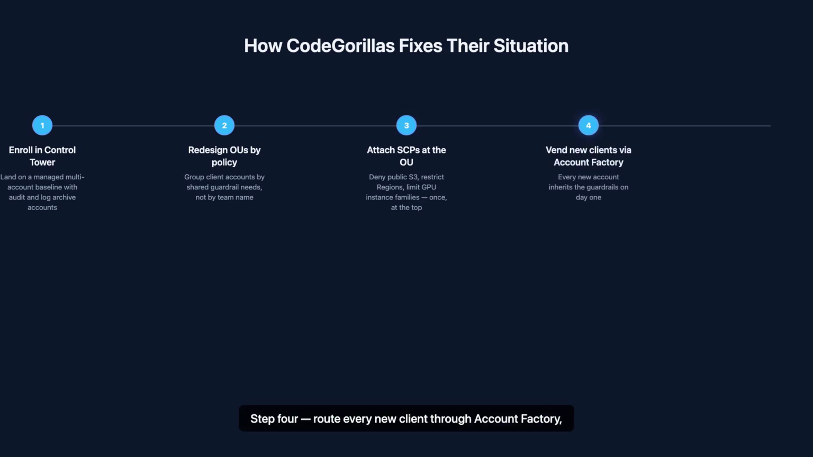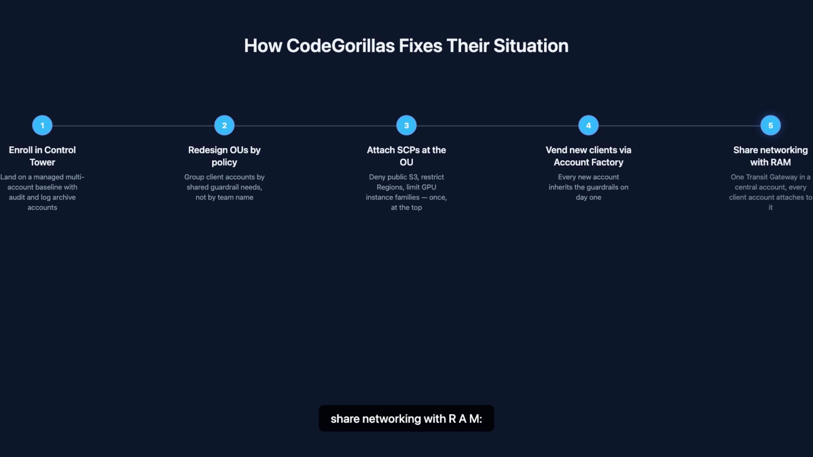Step 4. Route every new client through account factory, so guardrails apply on day 1 instead of relying on someone remembering a checklist. And Step 5. Share networking with RAM: stand up one transit gateway in a central networking account, and share it through Resource Access Manager, so every client account plugs into the same network instead of building its own. 5 steps, and the sprawl problem becomes a managed platform.